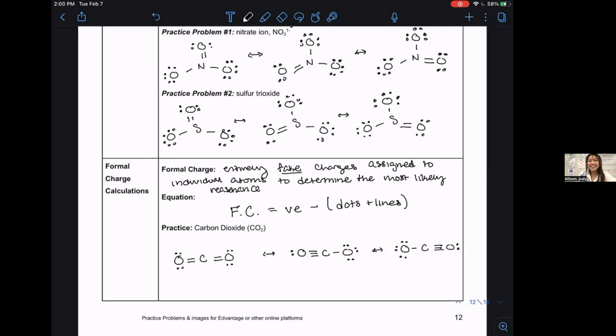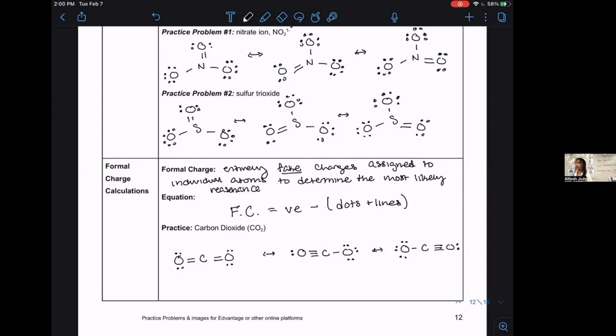So let's take carbon dioxide, for example. Here you would think these are chemically equivalent, but they're not. Unlike SO3 and NO3, where you just move the double bond around, it really doesn't change anything. It's a spatial change. But these resonances actually do have a structural change. One is made of two doubles. One's made of a single and a triple.